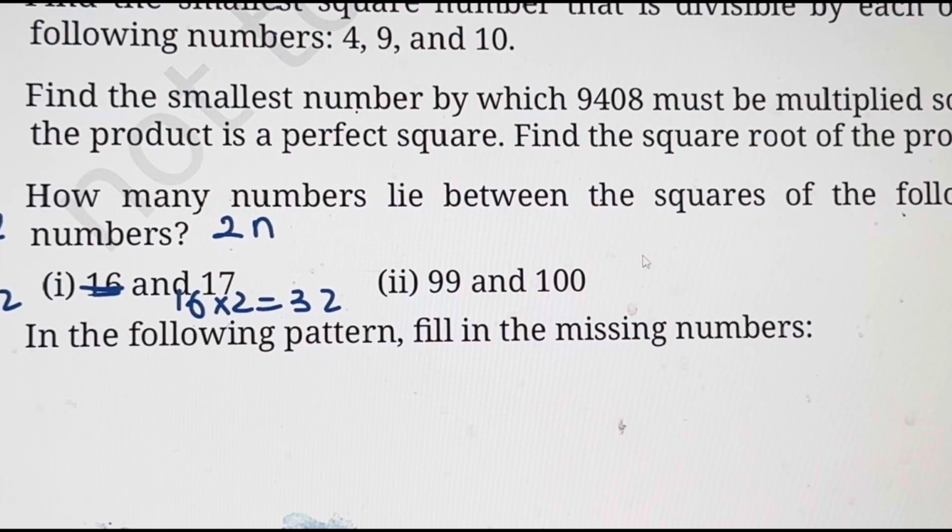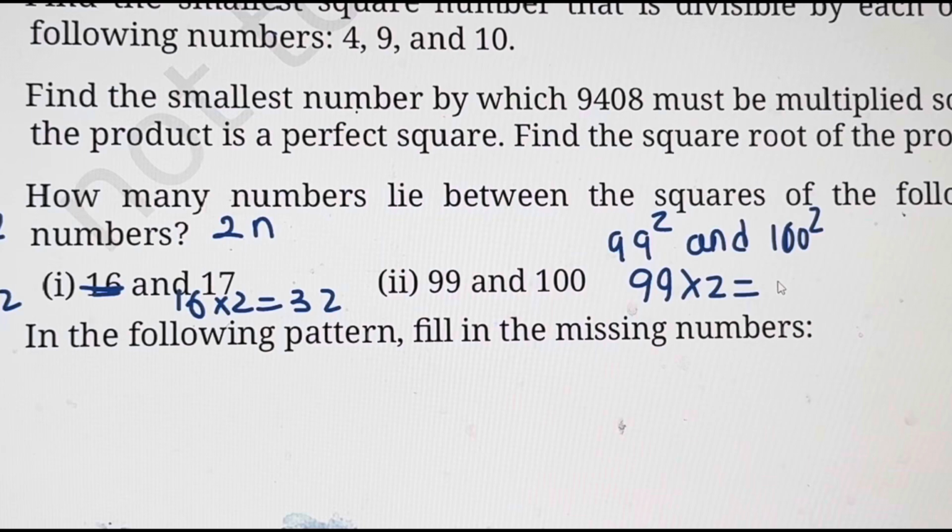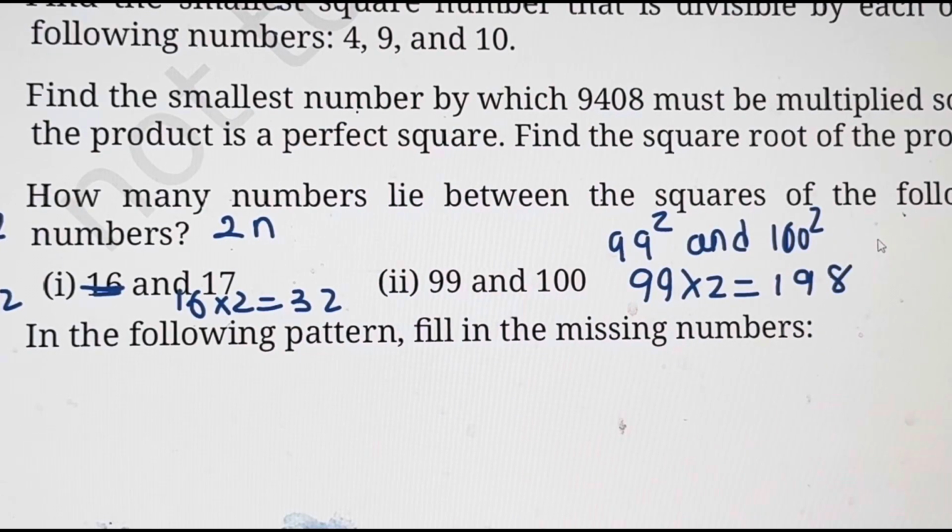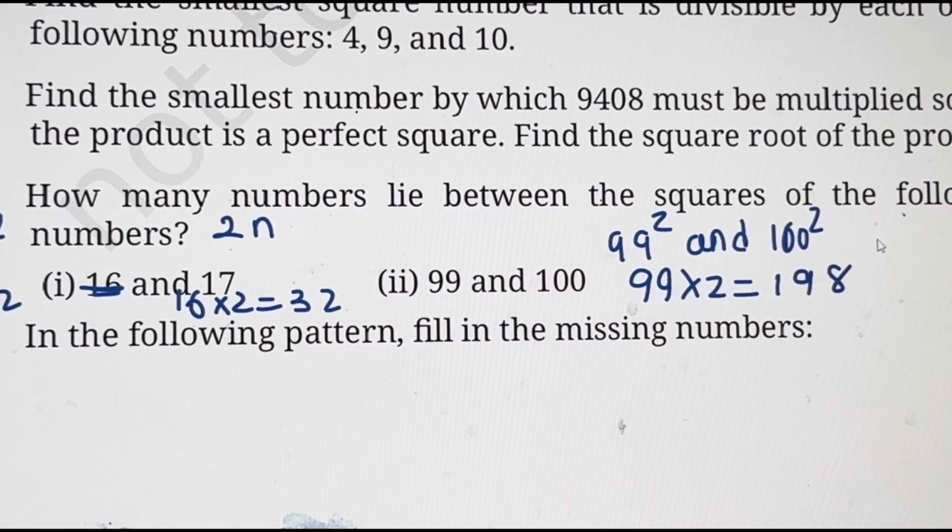Similarly, here they have asked numbers between 99 square and 100 square. So which is smaller here? 99. So we multiply 99 by 2 and you get the answer as 198. So there will be 198 numbers between 99 square and 100 square, not between 99 and 100. Okay. So this formula you need to remember. You have to multiply the smaller number with 2. Just double it.